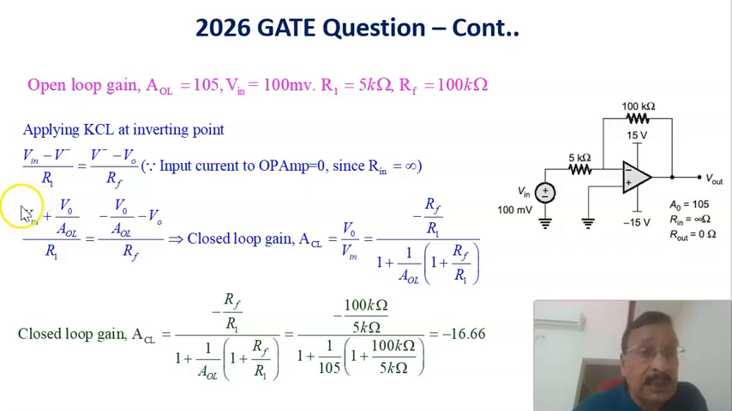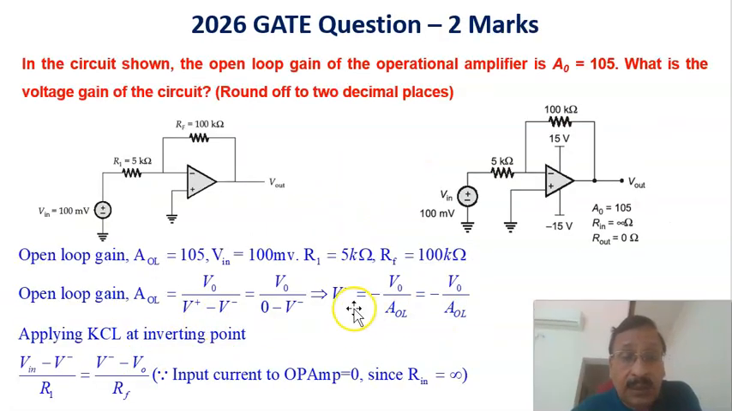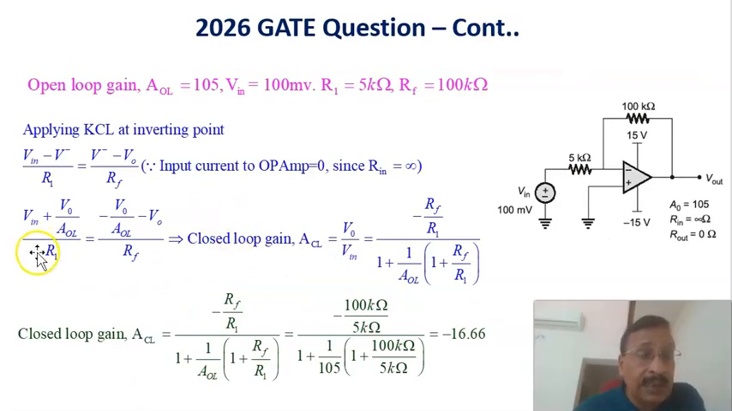And then what is V minus? V minus we already found out, which is equal to minus V0 by the open loop gain. That was in the previous slide, we have seen that V minus equals minus V0 divided by open loop gain. Already calculated, that is substituted in this equation. That is why V in plus V0 divided by open loop gain, divided by R1, is equal to minus V0 divided by open loop gain minus V0 divided by RF.